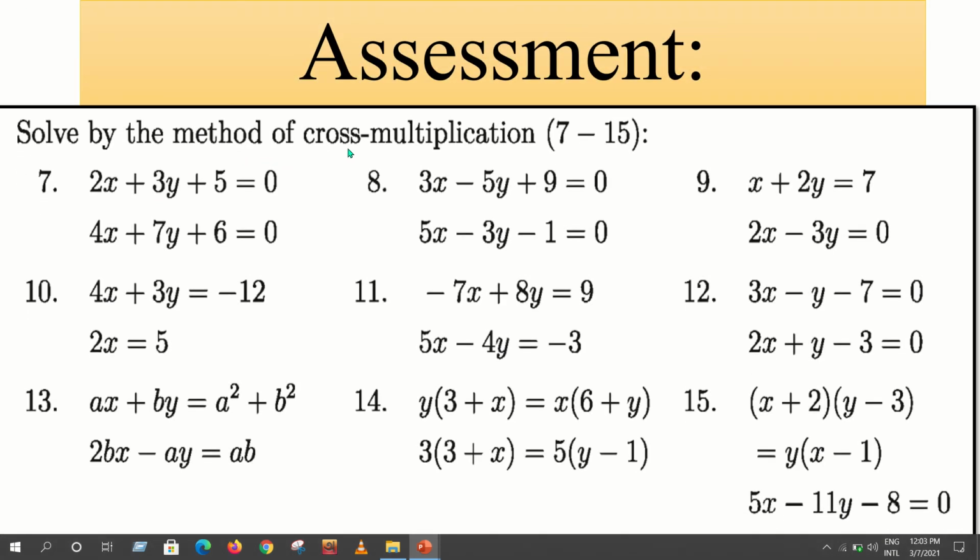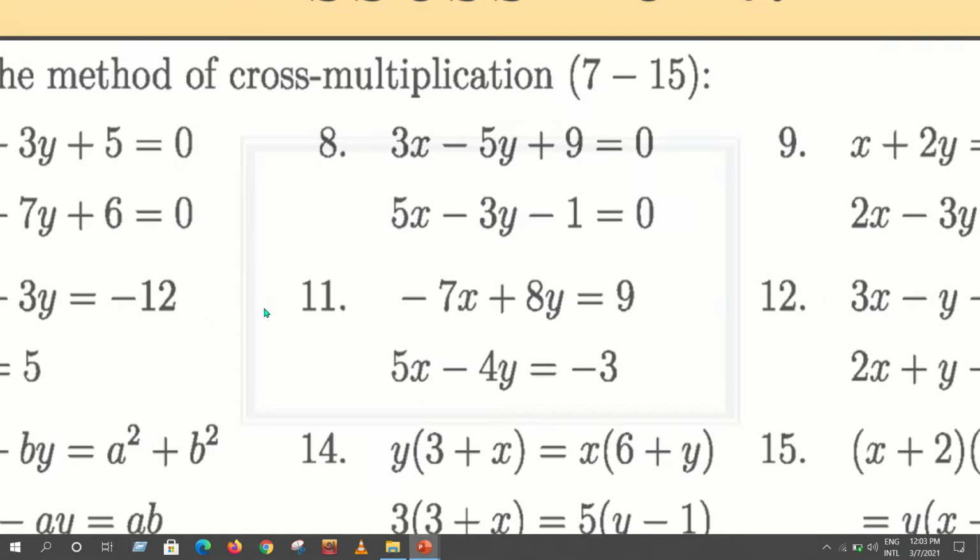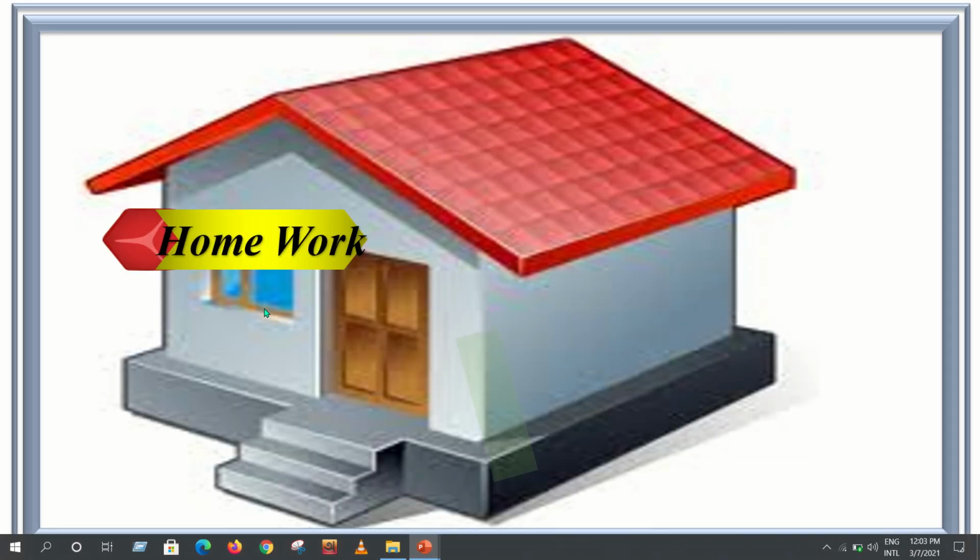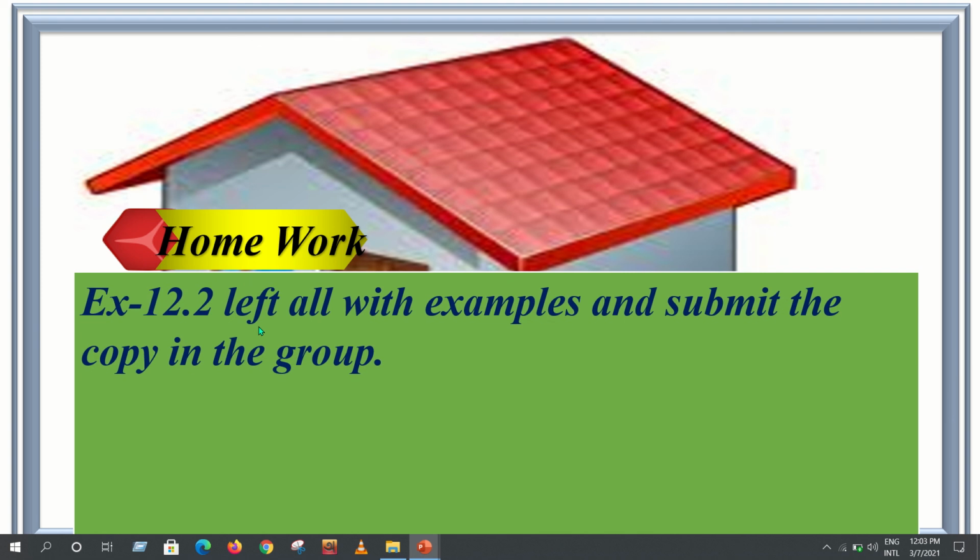Okay. Now assessment. Solve by the method of cross multiplication, 7 up to 15. All are the same process, just you have to give time. Every day you will solve 1 or 2 maths. As a result, within 7 days you will complete your exercise. That means exercise 12.2 left, all that will be homework with examples. Okay, and submit in the group in the copy.